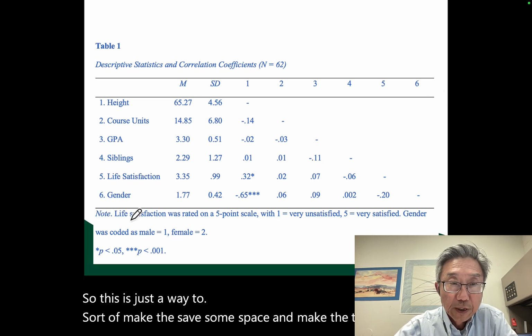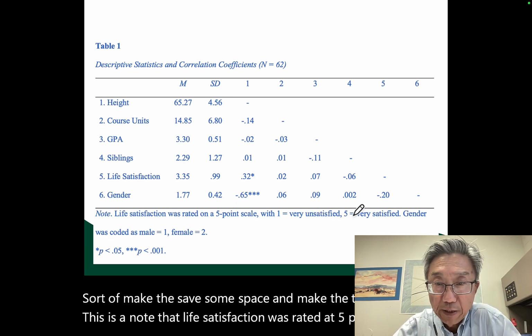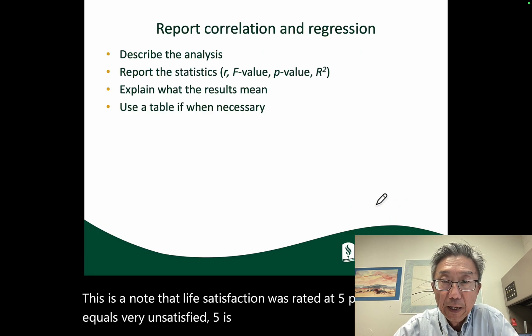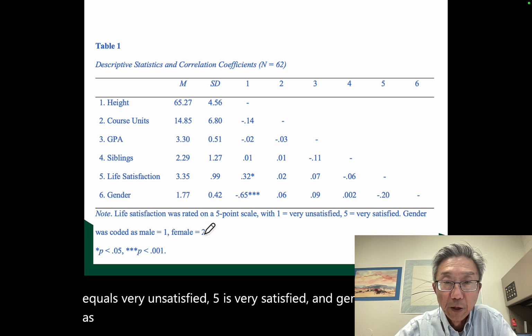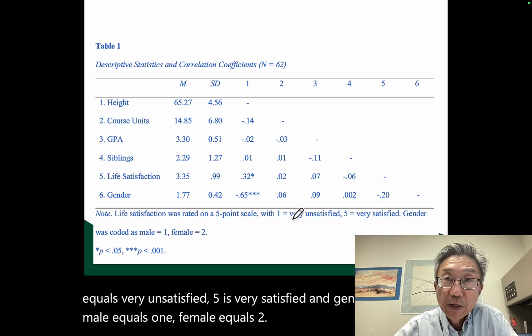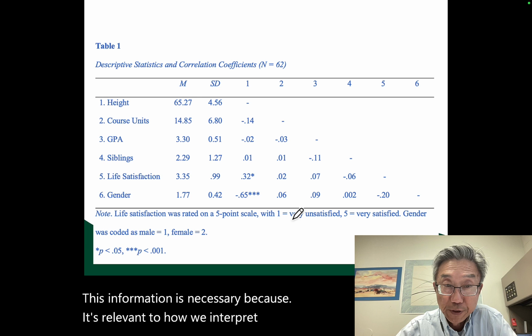This is a note that life satisfaction was rated on a 5-point scale, 1 equals very unsatisfied, 5 is very satisfied, and gender was coded as male equals 1, female equals 2. This information is necessary because it's relevant to how we interpret the correlations.